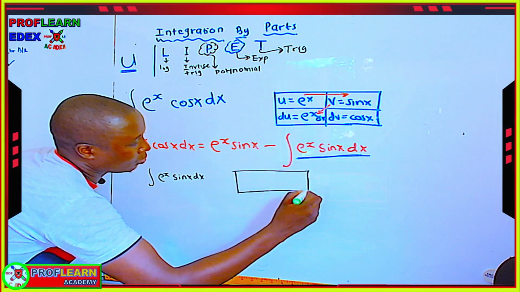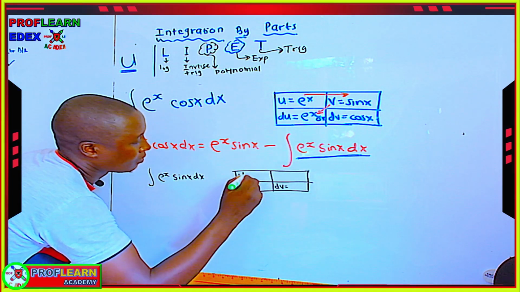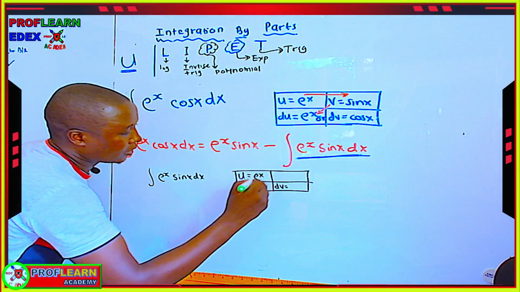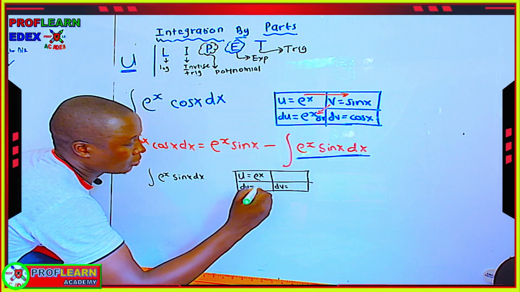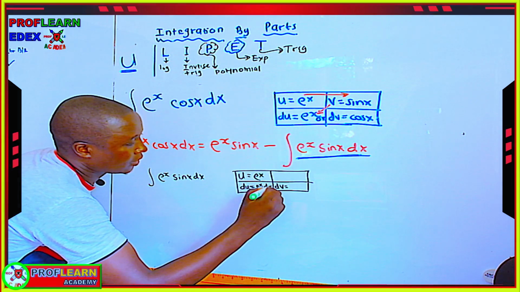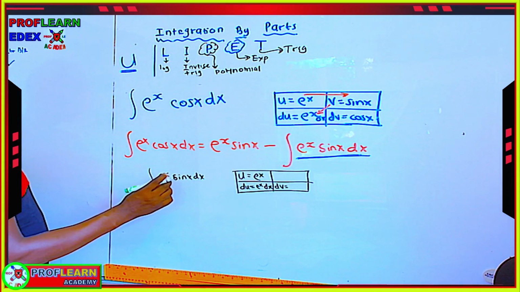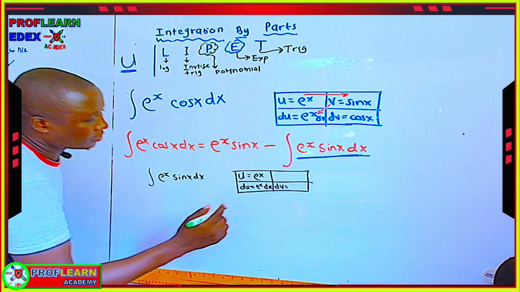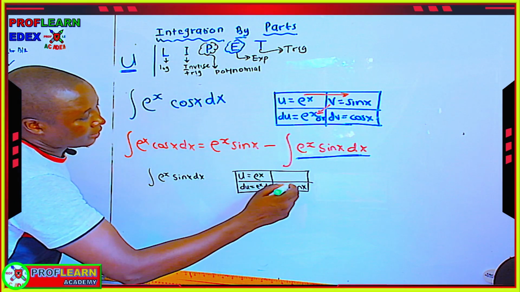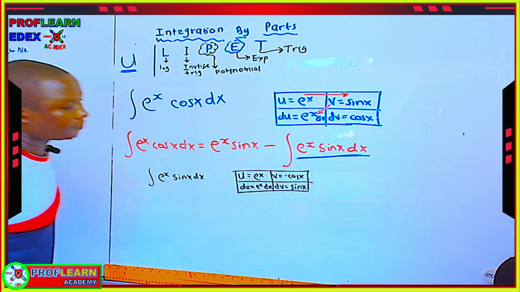Remember, we are going to have u and what? dv. The exponent comes earlier, so we are going to say e^x here. du is going to be what? e^x dx. And dv, because our e^x became our u, this one becomes dv. So this is going to be sin x. Integrating this, we're going to get v equals negative cos x.